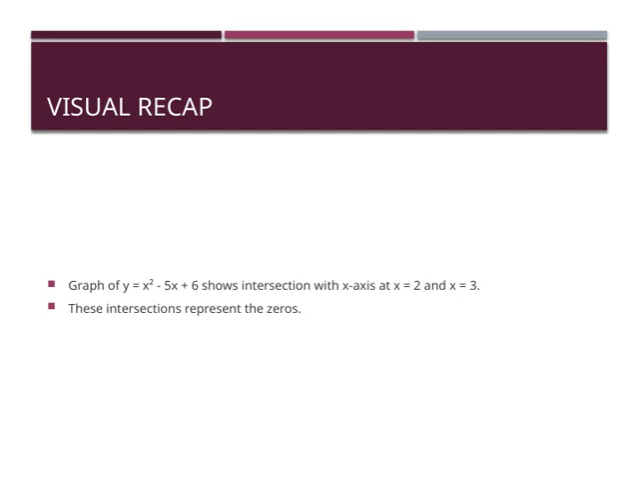All right, let's take a moment to do a quick visual recap. Here, we have the graph of the quadratic function y equals x squared minus 5x plus 6. What's important to notice is where this parabola intersects the x-axis. These points happen at x equals 2 and x equals 3. These intersection points are what we call the zeros of the function.